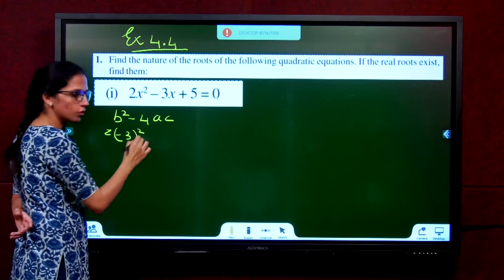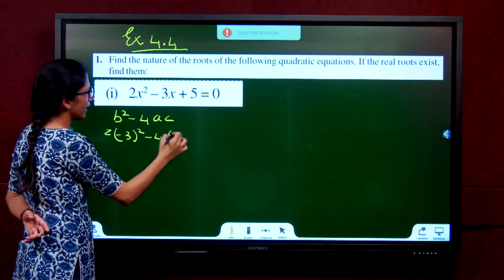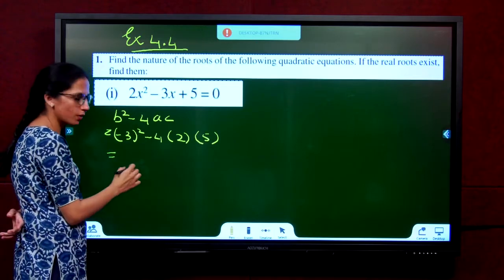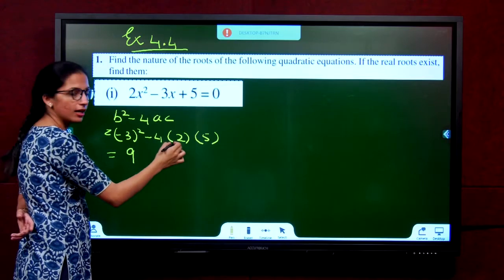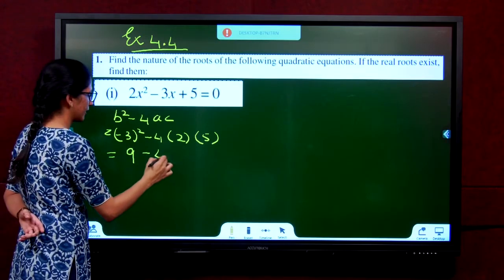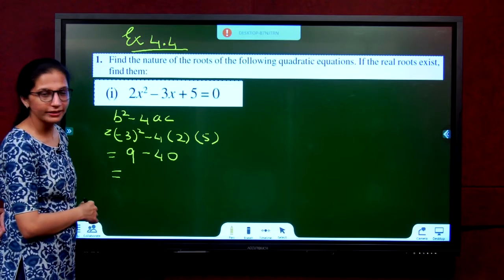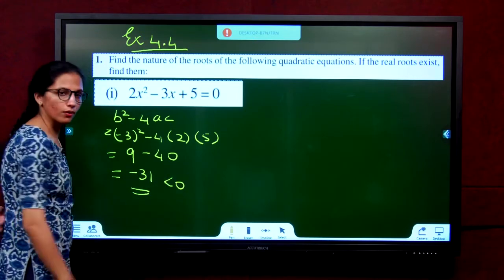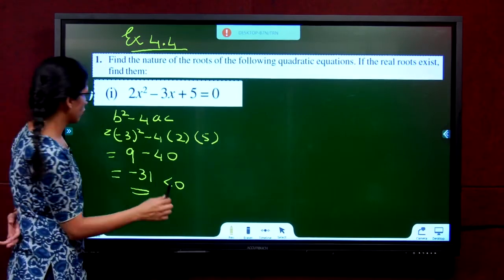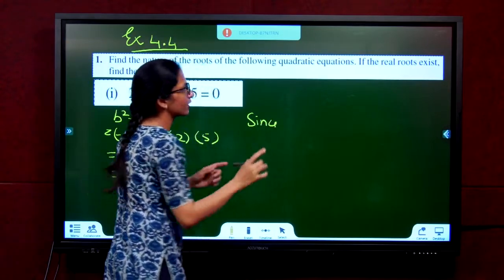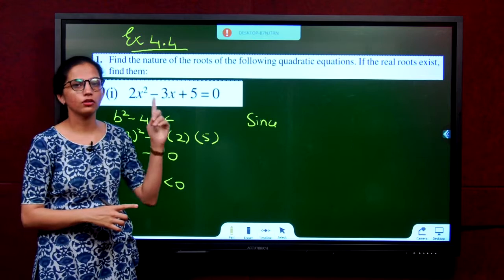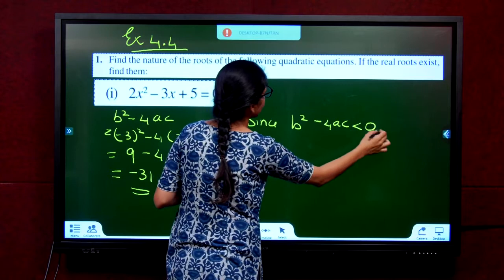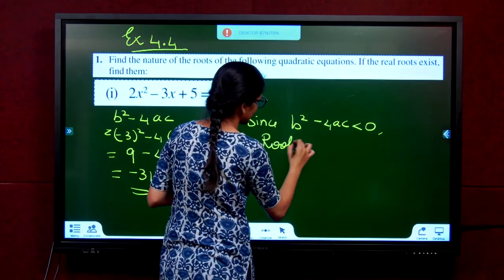Minus 3 the whole square minus 4 into a is 2, c is 5. Minus 3 the whole square is 9. 4 2s are 8. 8 5s are 40. 9 minus 40. What is 9 minus 40? Minus 31. It is less than 0. Will the root exist? No. So you can write out, they have not asked the nature of the roots. Have they asked the nature of the roots in the question? No. So you can write out, since b square minus 4ac is less than 0, roots do not exist.